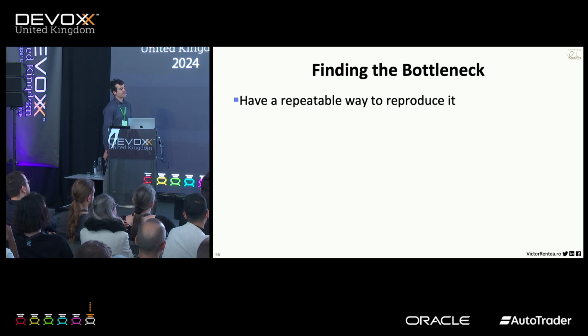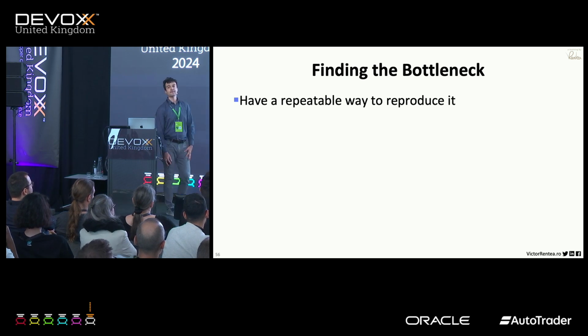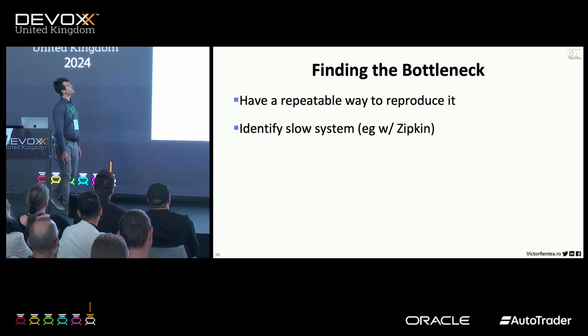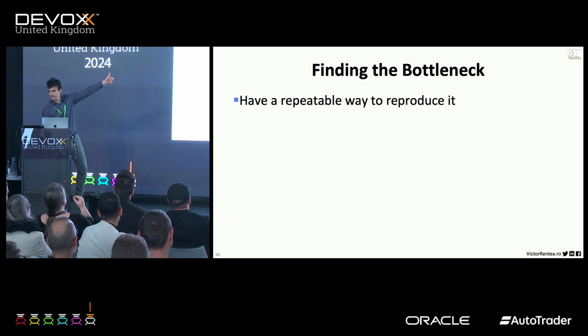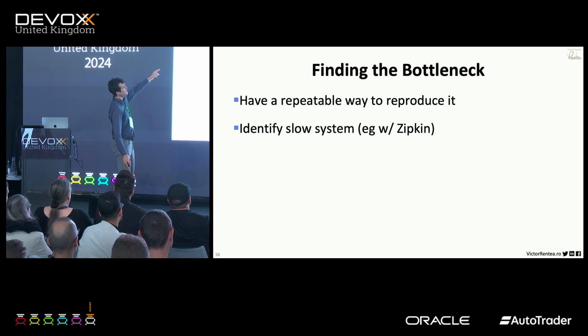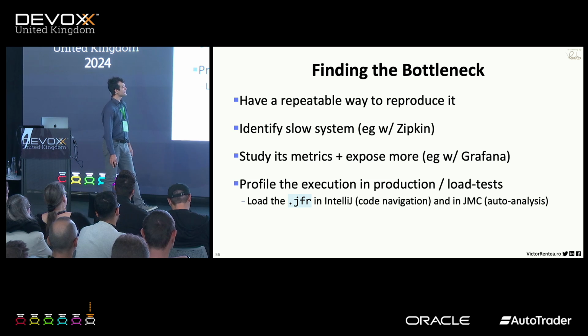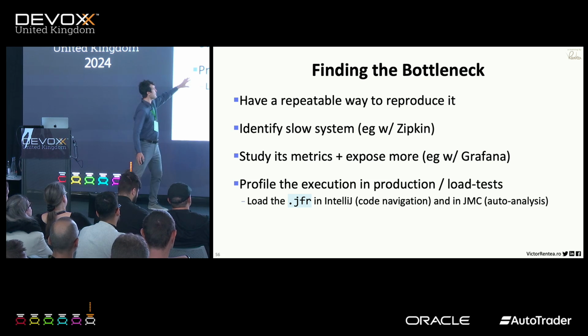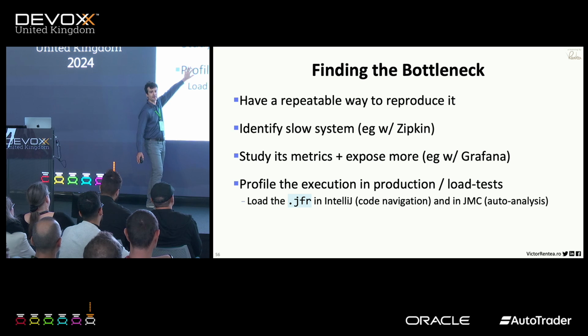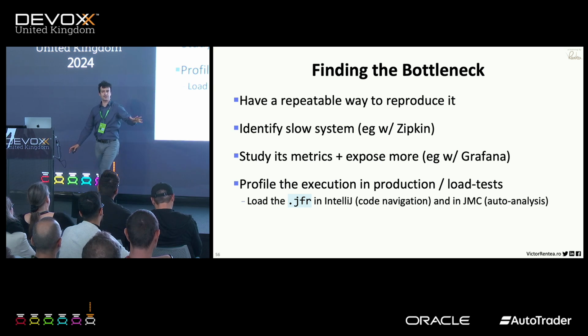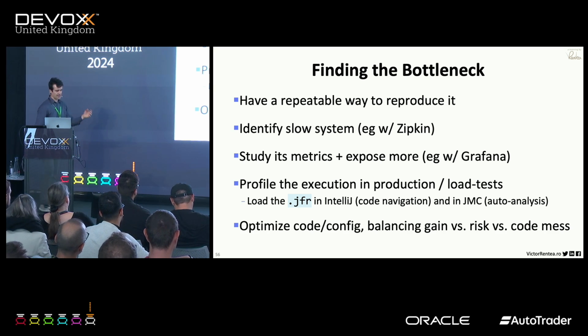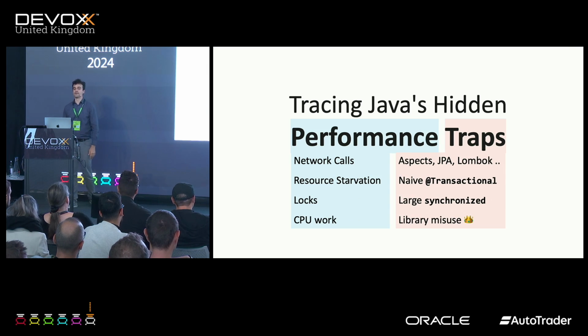So how to find the bottleneck? First, try to repeat the problem with a repeatable load test. That can take 2 weeks. Identify the slow system, maybe with Zipkin or some sort. Look at the metrics and expose new metrics after you fix it. Profile, avoid going that deep. That's my point. What I showed you with the flame graph is the last resort, okay? And then optimize the code, balancing the noise you add in the code.